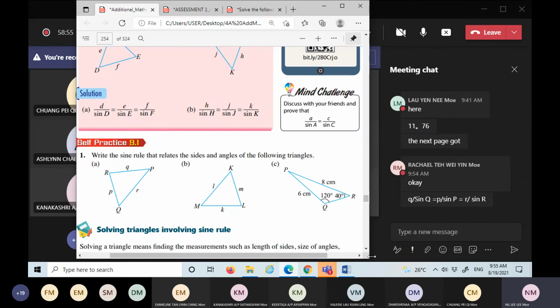Rachel's answer for A is Q over sine Q equal to P over sine P equals R over sine R. The small and capital letters are all correct. Thank you, Rachel.